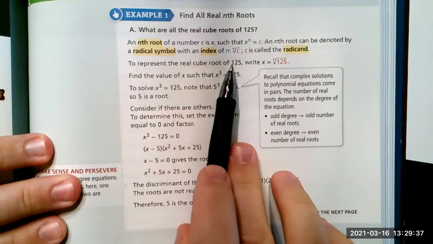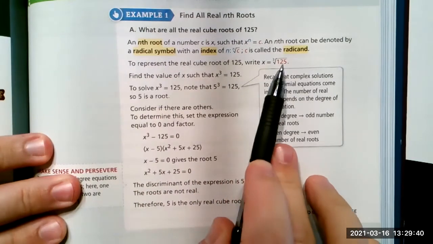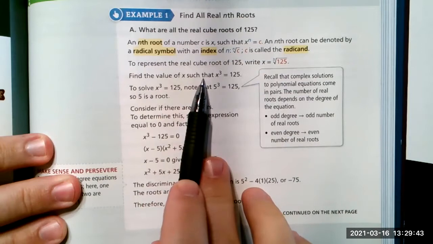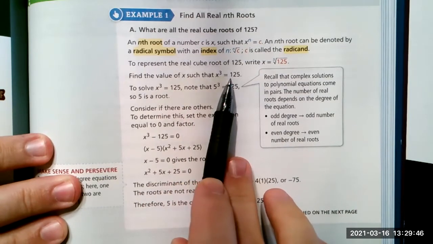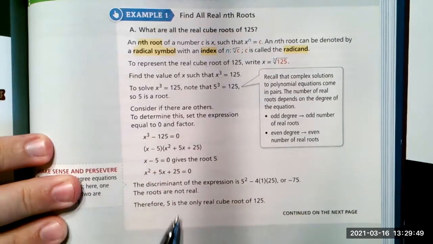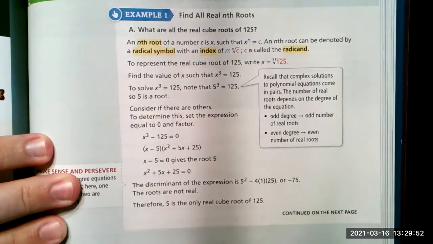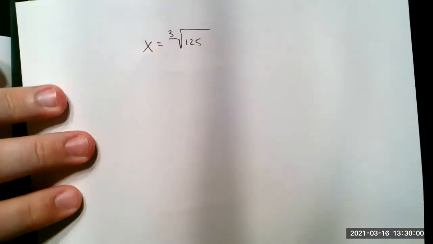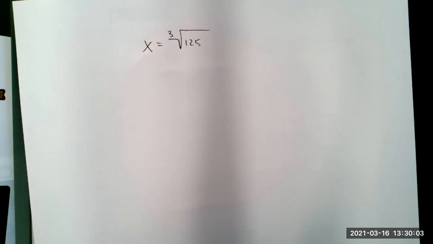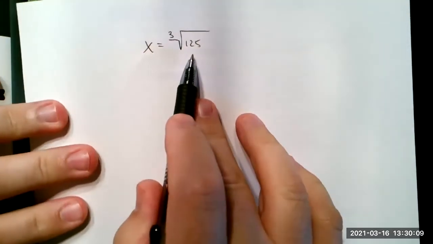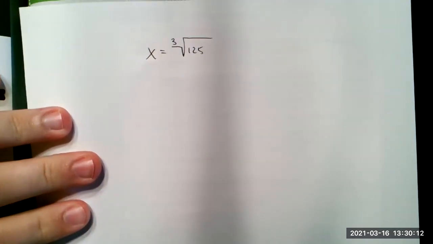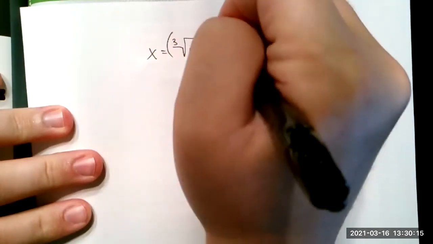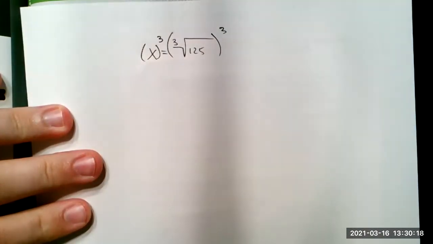To represent the cube root of 125, we would write x equals the cube root of 125, to find the value of x such that x cubed is 125. This is kind of going into some verbiage and definition, but I want to simplify it a little bit. So let's go ahead and write out what they have. X equals the cubed root of 125. Keep in mind at this point that the opposite of taking the cubed root of something is raising both sides to the third power.